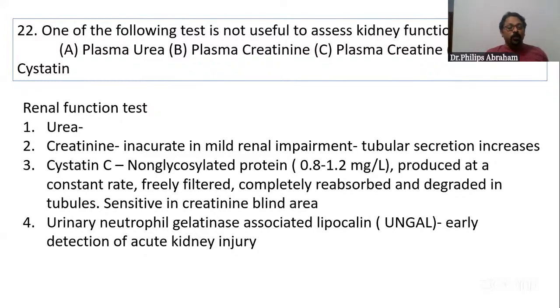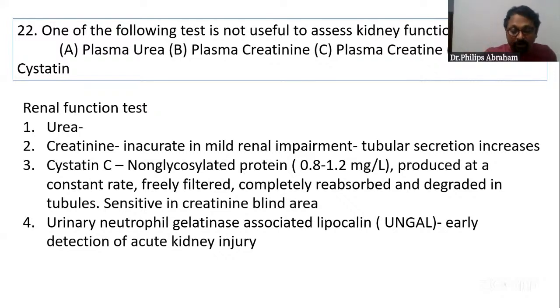Now one more I would like to add to know the renal function tests. Nowadays we have another one also, urinary neutrophil gelatinase associated lipocalin. We call it NGAL, uNGAL.